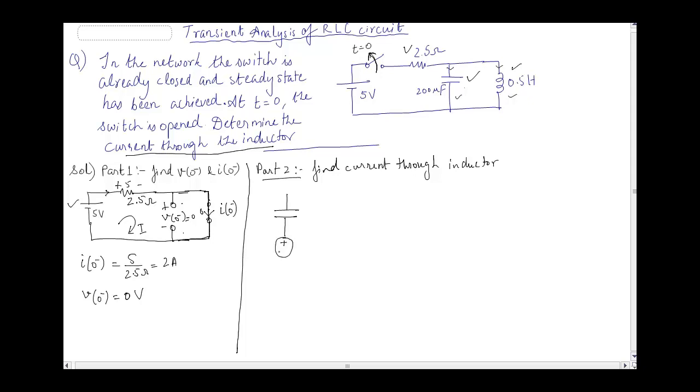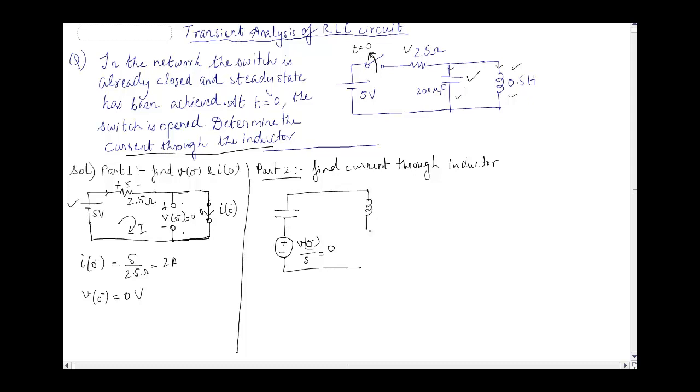Charged up voltage source, plus minus V0 by S, but we know that V0 is already 0, so this is going to be 0. So actually there should not be any voltage source here, but we have drawn it because we are doing the problem one by one, only then we come to know.